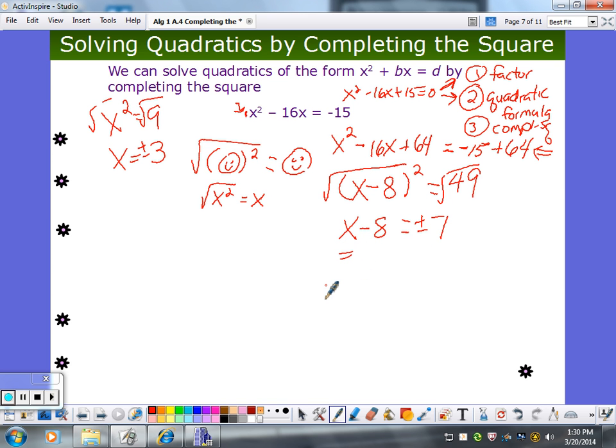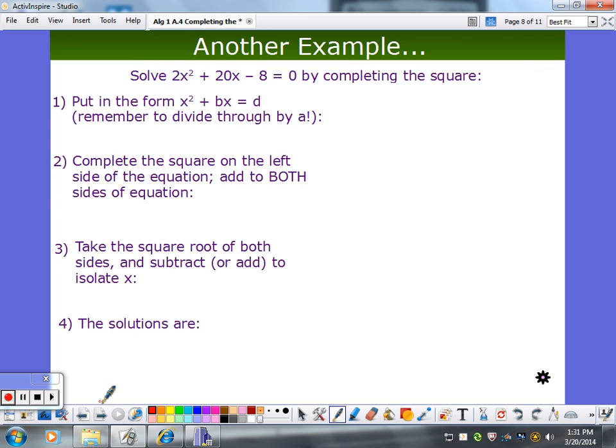I want x by itself, right? I'm solving an equation, so I'm going to add 8 to both sides. So x equals 8 plus or minus 7. Well, this is two numbers. It's 8 plus 7, and it's 8 minus 7. And these are the solutions. That's them. That's really hard? There's a lot of steps, but once you do it once or twice, let's try it again.